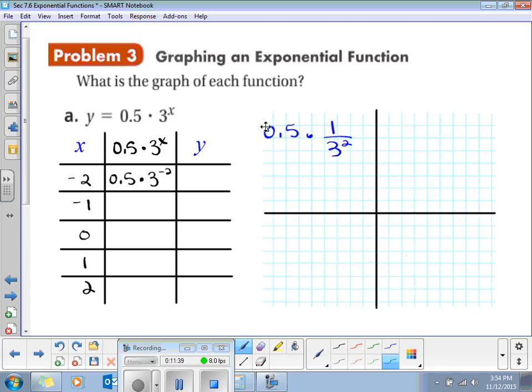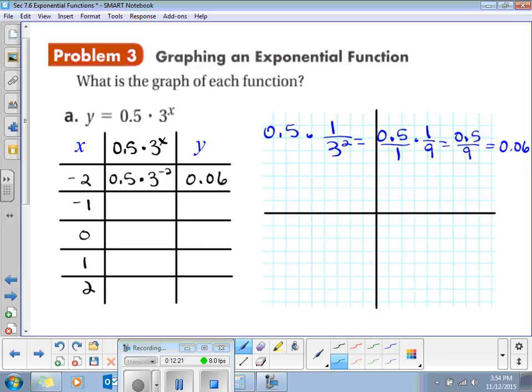3 squared is equal to 9, right? Okay, so 0.5 times 1/9. When I multiply fractions, I just multiply straight across, correct? So this is going to be 0.5 divided by 9, which gives me what? And we're going to round to 0.06. Okay? So here we have 0.06. Is everybody clear? Let's do another one.